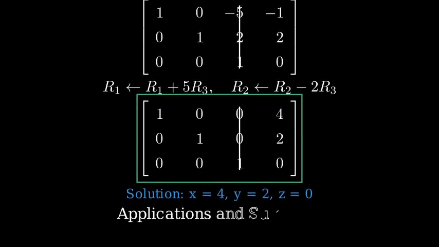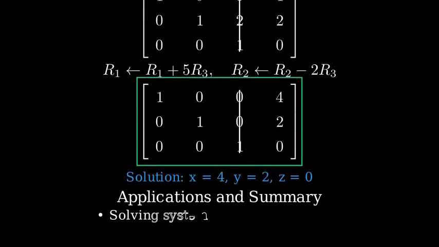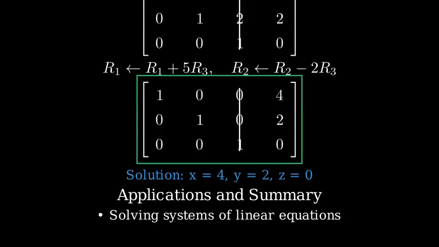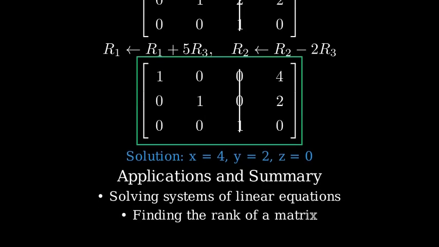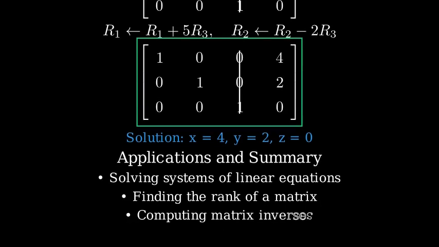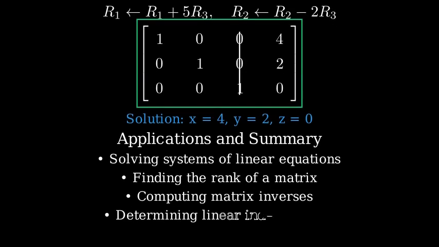Row reduction and echelon forms are fundamental tools in linear algebra with many applications. They allow us to solve systems of linear equations. They can be used to find the rank of a matrix, which tells us about the number of linearly independent rows or columns. They help in computing the inverse of a matrix, and they're useful for determining if a set of vectors is linearly independent.